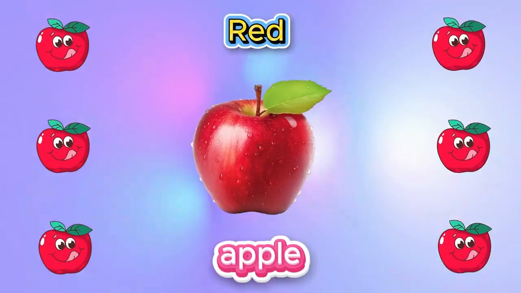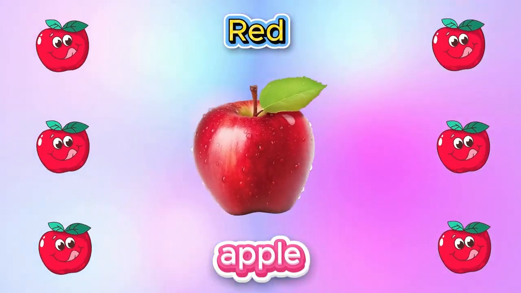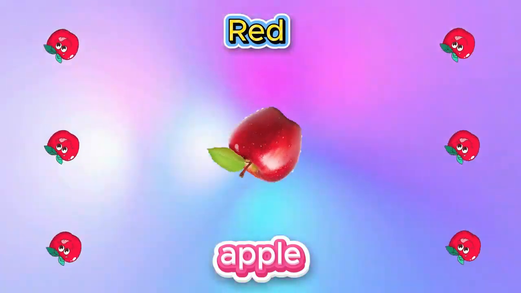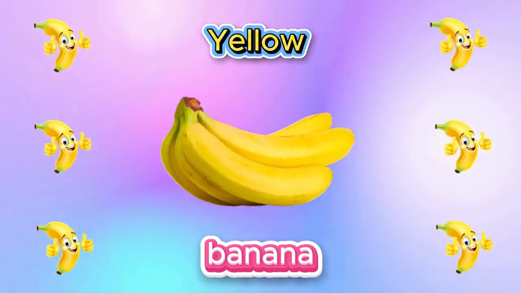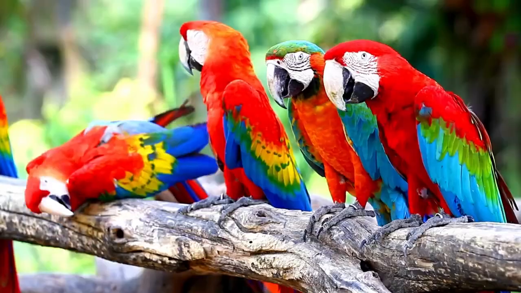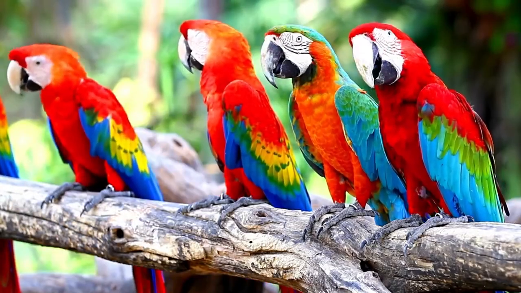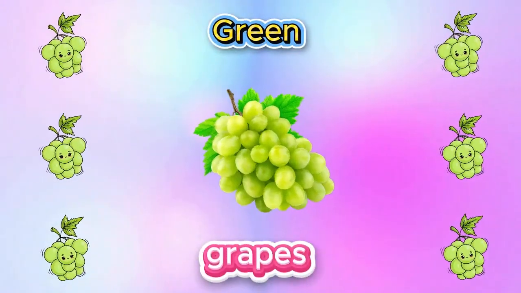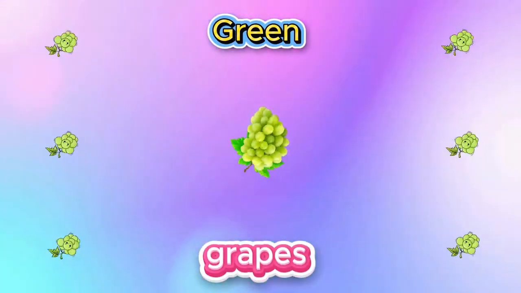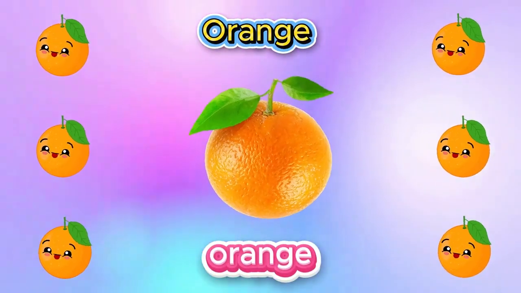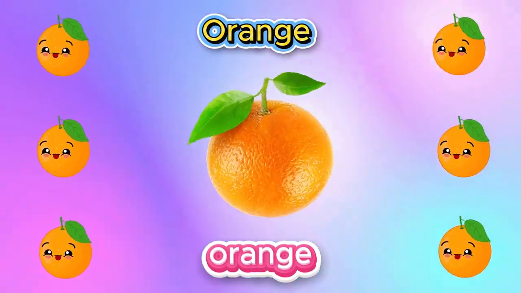Red apple, shiny and sweet, a juicy treat you love to eat. Yellow banana, long and bright, peel it, munch it, what a delight. Green grapes in a bunch so small, pop one in, you'll love them all. Orange, orange, round and fine, full of juice and sunshine.